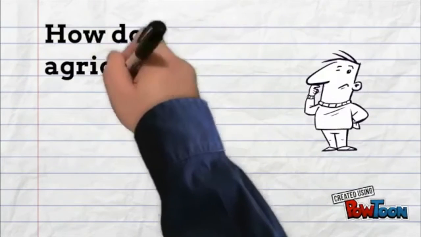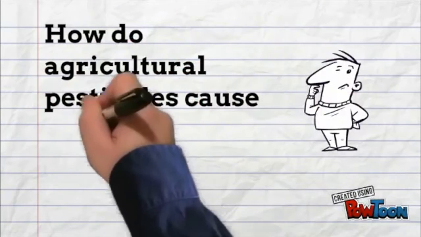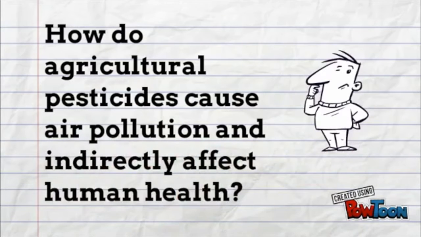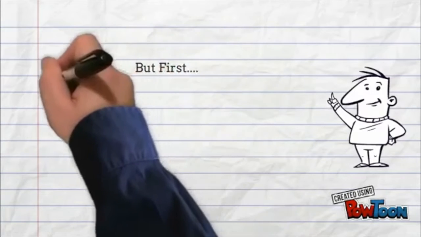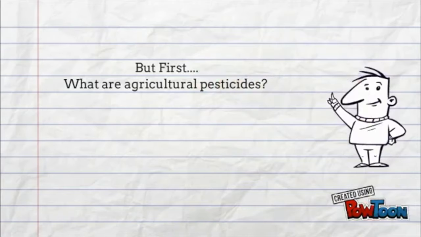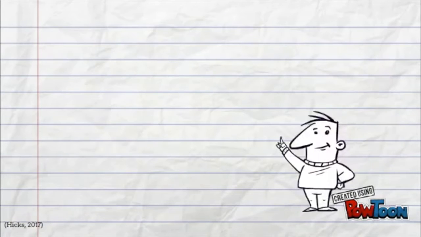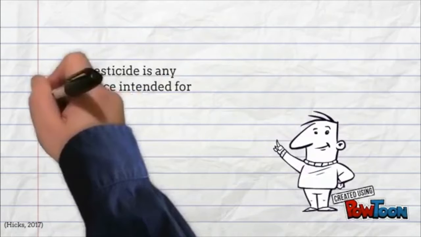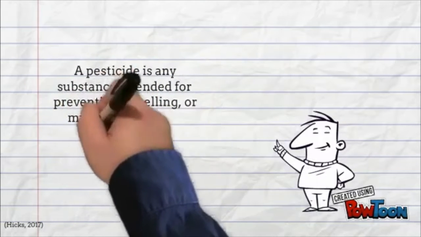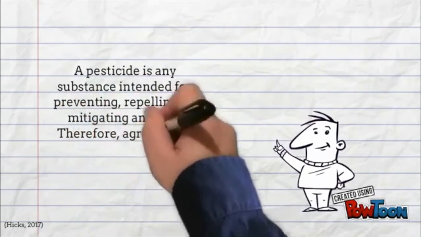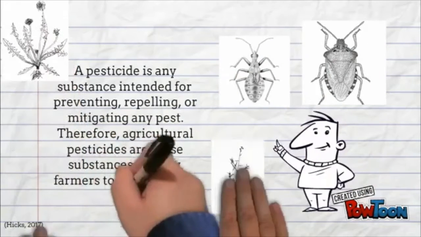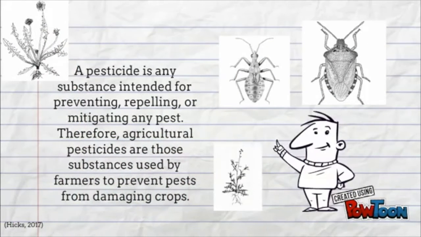How do agricultural pesticides become air pollution and indirectly affect human health? But first, we need to ask, what are agricultural pesticides? A pesticide is any substance intended for preventing, repelling, or mitigating any pest. Therefore, agricultural pesticides are those substances used by farmers to prevent pests from damaging crops, such as aphids and dandelions.